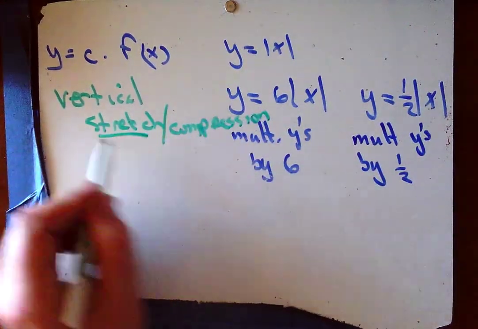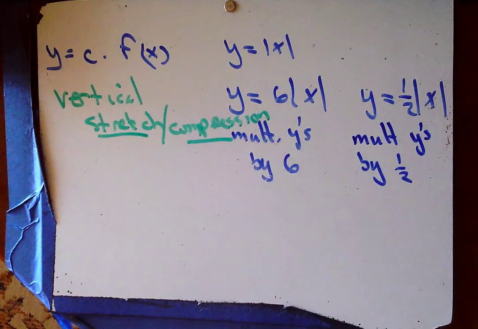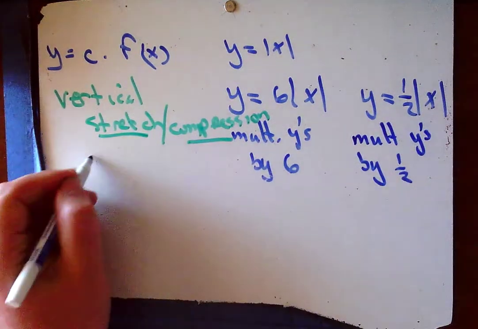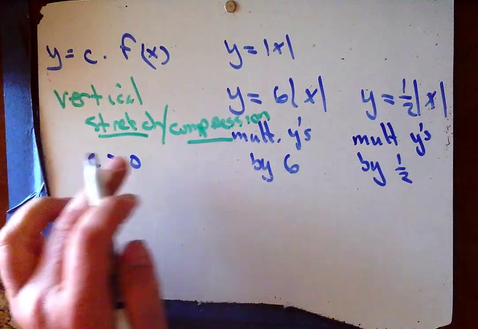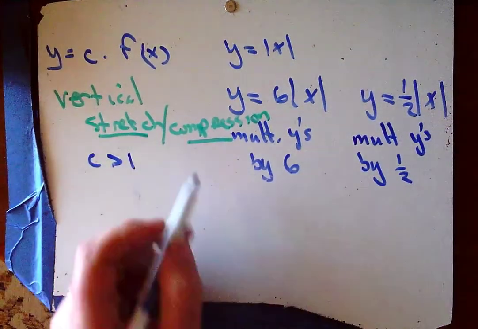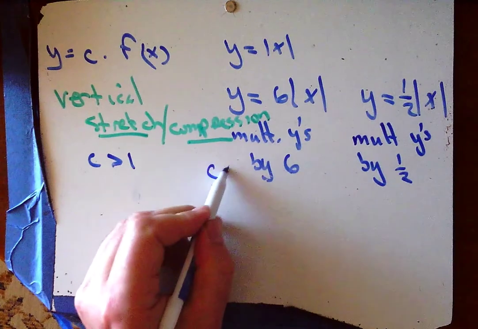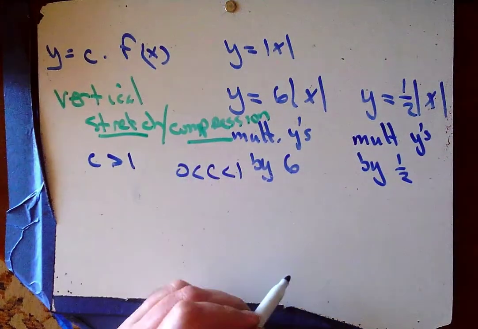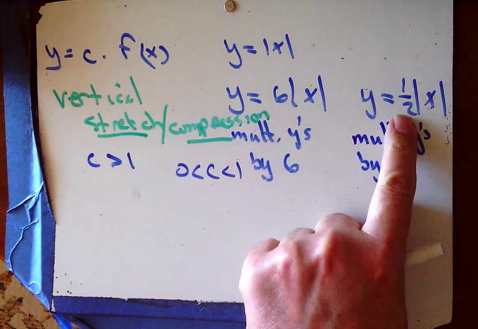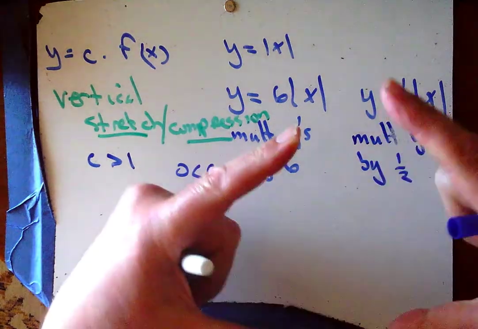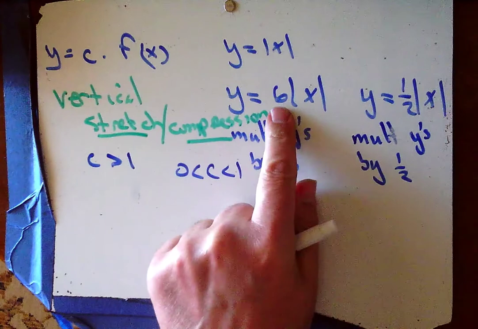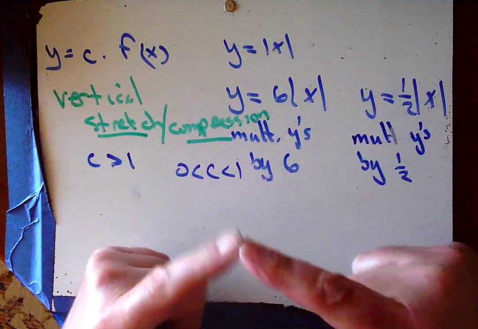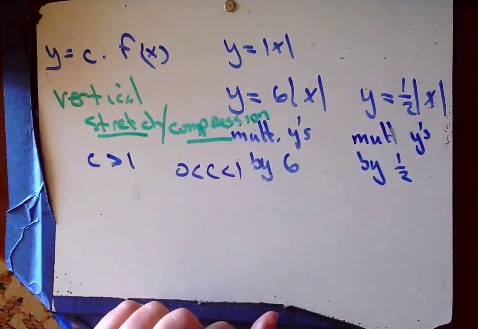How do we know when we're going to have a stretch versus a compression? Well, we get a stretch when c is greater than 1, and we get a compression when c is between 0 and 1. This number is between 0 and 1, and so my graph compressed vertically. This number is bigger than 1, so my graph expanded vertically.